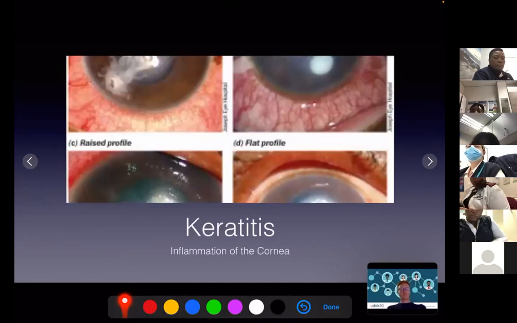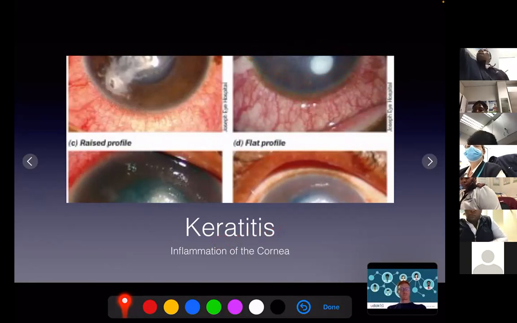Keratitis, that's an inflammation of the cornea. So if we look at the clear layer of the eye itself, remember the conjunctiva surrounds the entire eye. The clear layer of the eye, basically the front of the eye itself, we call the cornea, and that's basically where keratitis is.